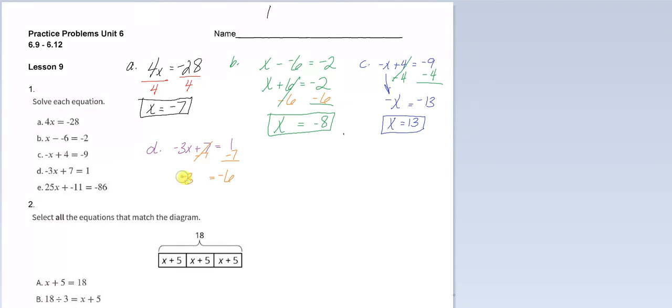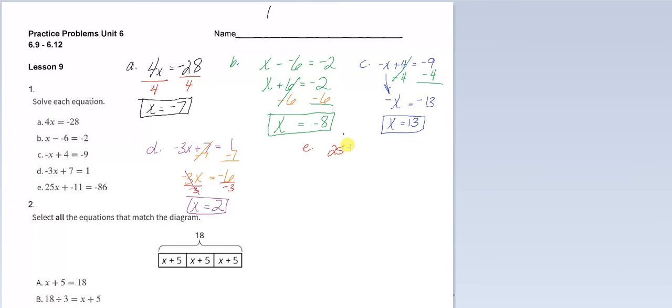And then negative 3 times something is negative 6. You can think about that mentally. You could also divide by negative 3 to see what that's going to turn out to be as your x, because the negative 3's will make 1 and leave you with x by itself. And a negative divided by a negative is a positive, and 3 goes into 6 twice. So that's why that's 2. And the very last one, E.